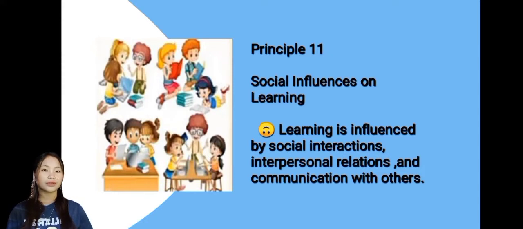With this kind of learning, students learn to appreciate and respect diversity, and they can also practice their listening skills. At the same time, they can also know how to consider each other's perspectives and contributions. So those principles are under the developmental and social factors.